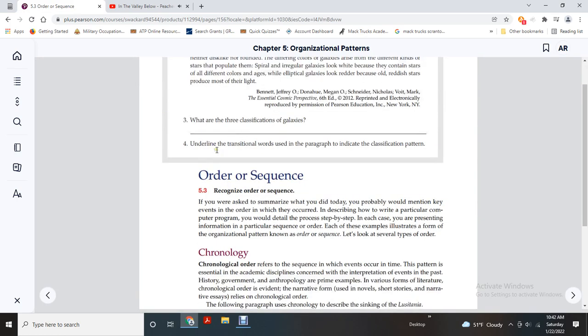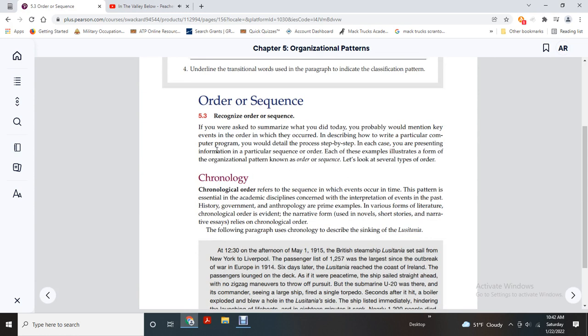Order and sequence. Recognize order and sequence. If you were asked to summarize what you did today, you probably would mention the key events in the order in which they occurred. When describing how to write with a particular computer program, you would detail the process step by step. In each case, you are presenting information in a particular sequence or order. Each example illustrates a form of the organizational pattern known as order or sequence. Let's look at several types of order.